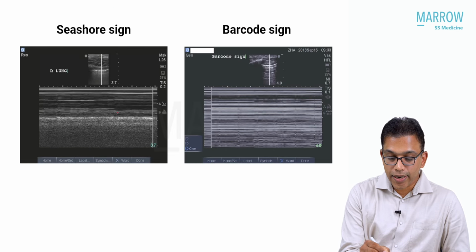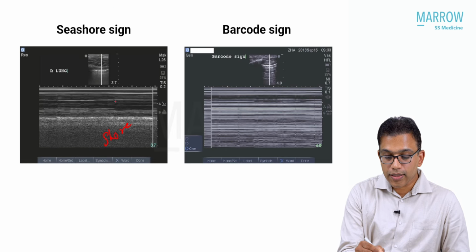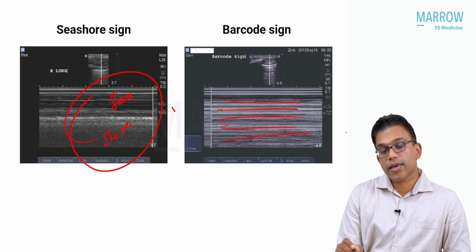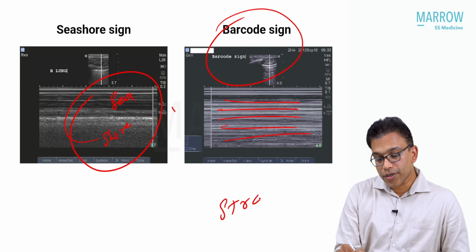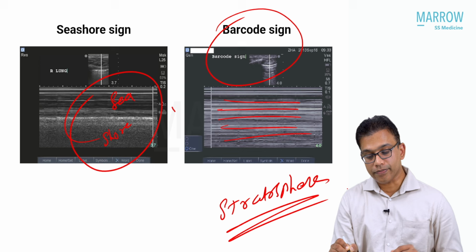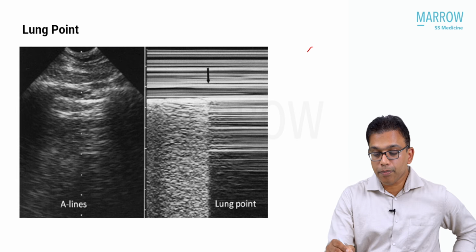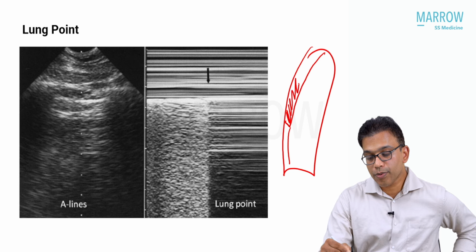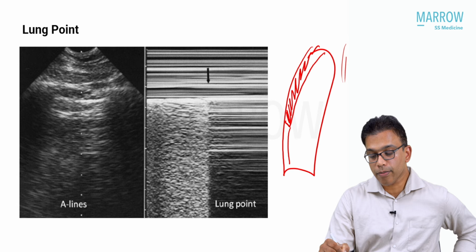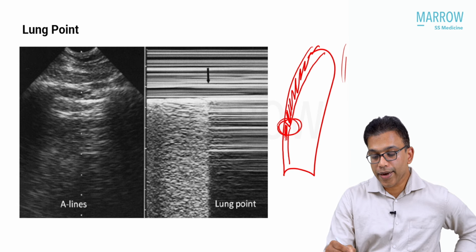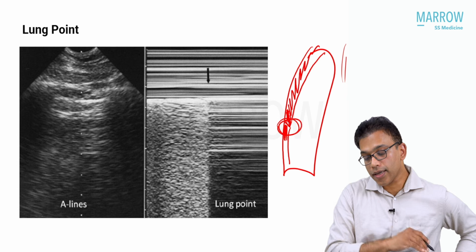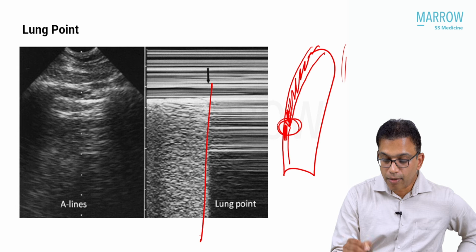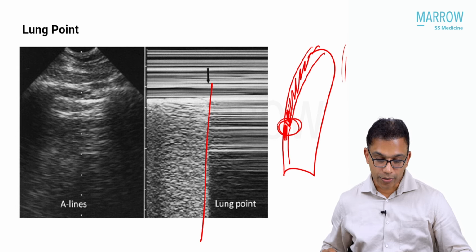What is this sign? This is the sign in normal lung where this will look like the shore and this will look like the sea, and that is known as the seashore sign. That will be absent in pneumothorax. That will be replaced by the barcode sign, also known as what? Stratosphere sign in pneumothorax. And a very specific sign is that point where the pneumothorax ends and there is the normal lung. You have got a pneumothorax up to this area, and from here onwards there is the normal lung. So at this point you can see the lung sliding on one side and absence of lung sliding on the other side. There will be seashore on one side and stratosphere or barcode on the opposite side. That particular point is the lung point, very specific for pneumothorax.